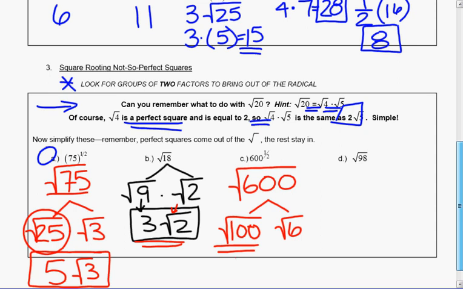So what is the square root of 100? We get 10. Can the square root of 6 be broken down by a perfect square? No. The only thing I could think of is the square root of 3 and the square root of 2 being multiplied together, or square root of 1 times the square root of 6, which doesn't help us. So our final answer should be 10 square root of 6. And then try the last one on your own. You may pause this video and then press replay to see my answer.